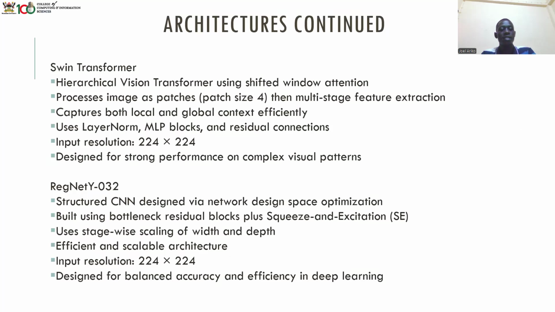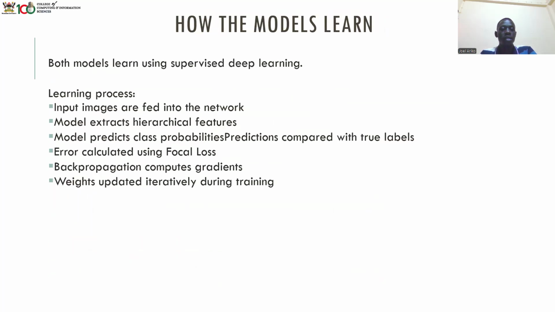Then the RegNet Y032 had a structured CNN design via network design space optimization. It's built using bottleneck residual blocks plus squeeze and excitation. It also uses stage-wise scaling of the width and the depth. Image resolution is 224 by 224. So how do these models learn? All the models are using supervised deep learning.